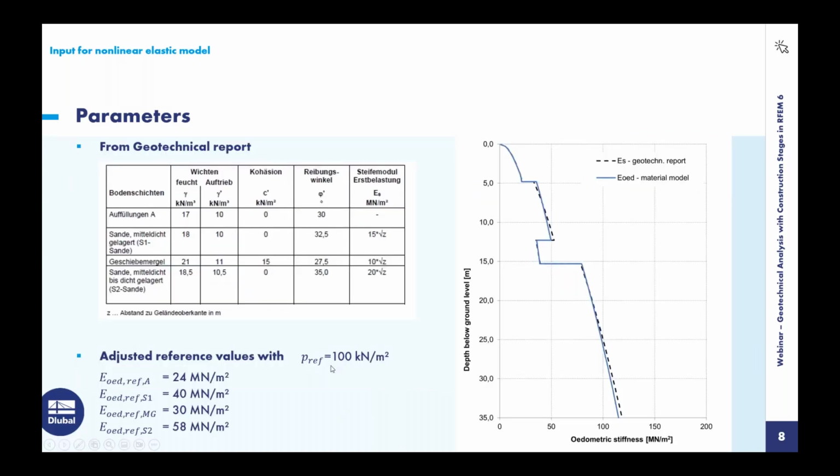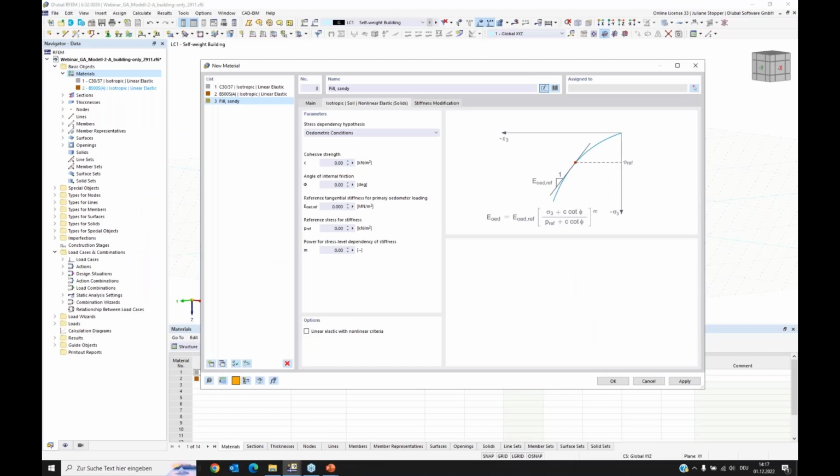I filled in the m value here for sand. It is 0.5, and I used a reference value for the stress of 100 kilonewton per meter square. Then I checked that the result fits to the tested oedometric modulus, and it fits quite well if I use the reference value for the oedometric modulus like it is shown in here. And these values I can now enter in my dialog. So therefore I switch again to the program and we start to fill in the parameters we need.